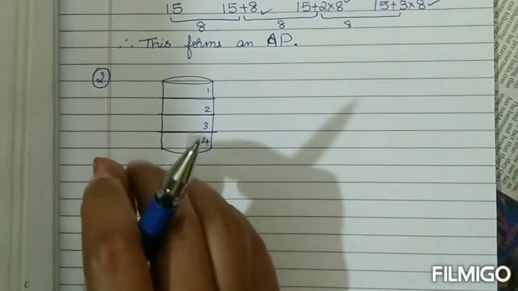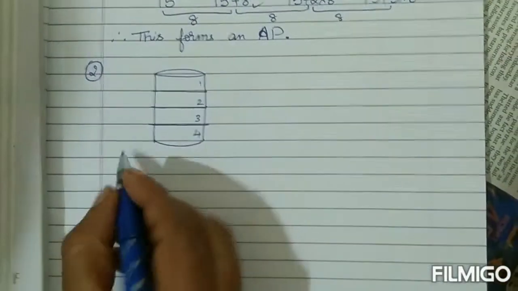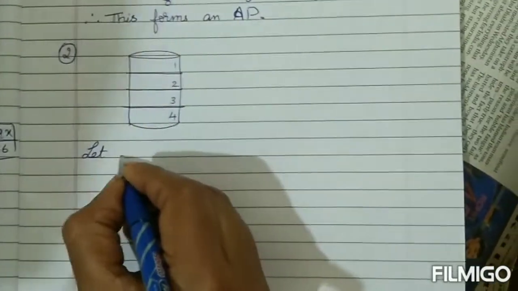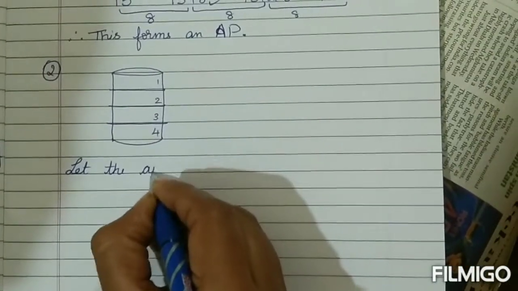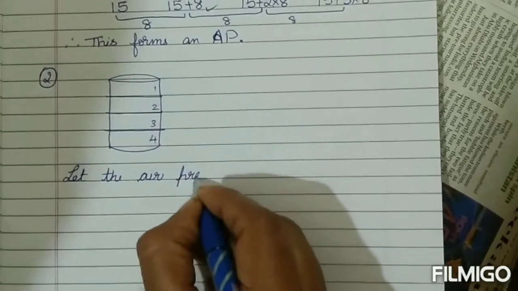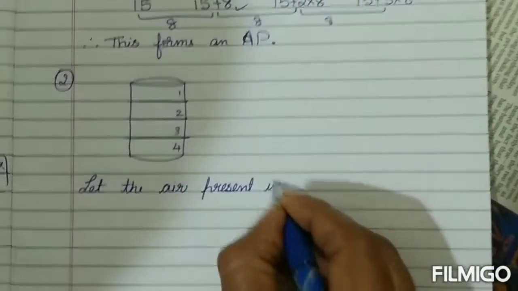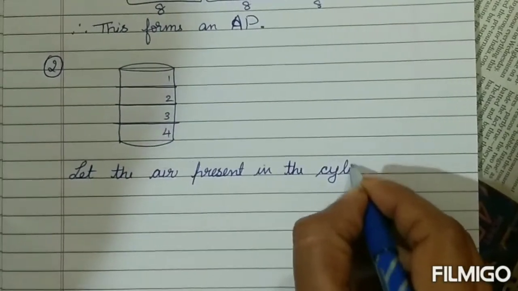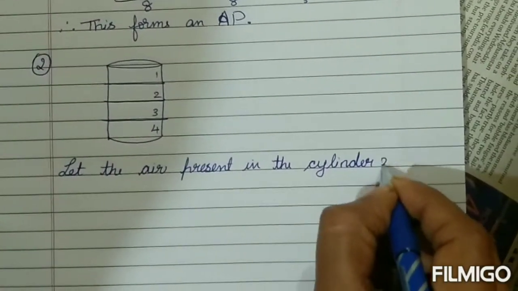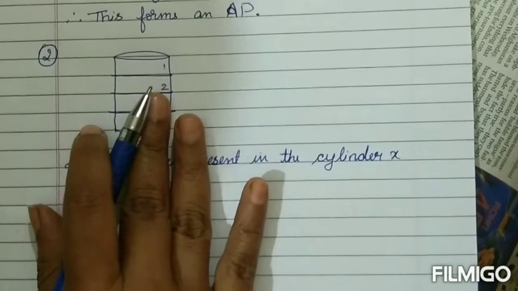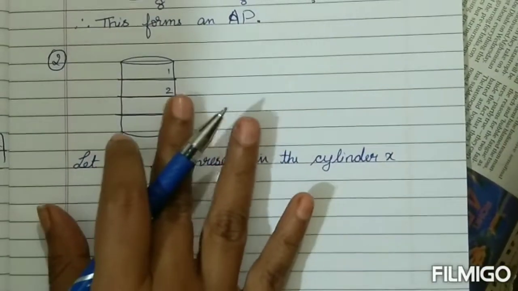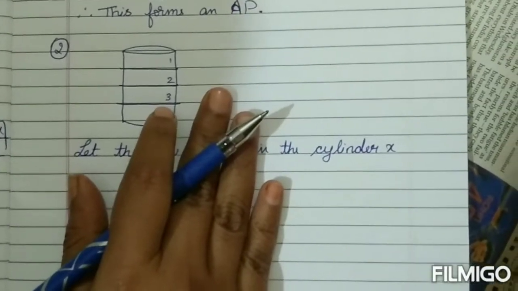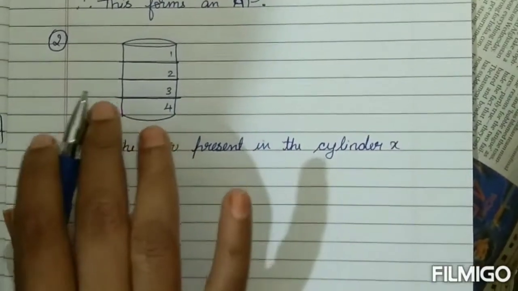First of all, we don't know the amount of air present in this cylinder, so we are going to consider it as X. Let the air present in the cylinder be X. Each time you remove the air, you extract only 1/4 of the amount. You have to find the common difference to check whether it is an AP or not.